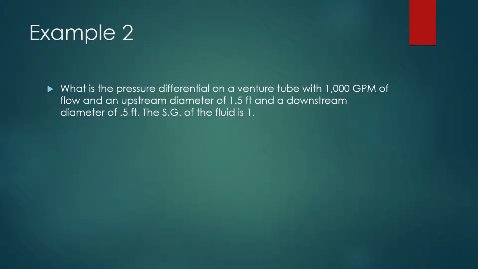So first thing we're going to do is get our areas. A1 equals 1.76 feet squared. A2 equals 0.196 feet squared. And our flow rate is going to be equal to 2.22 feet cubed per second. And our density is, of course, just 1.94 slug per foot cubed.